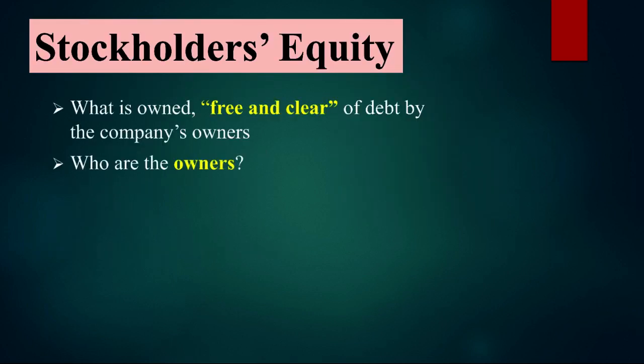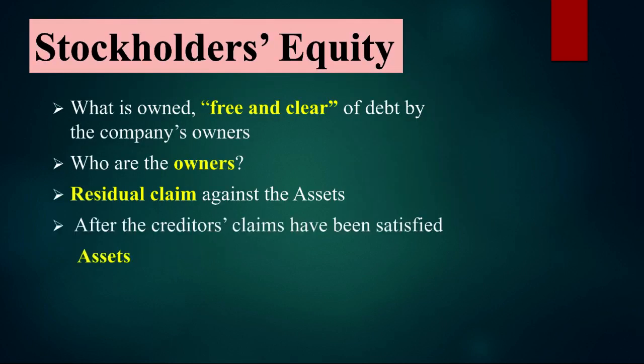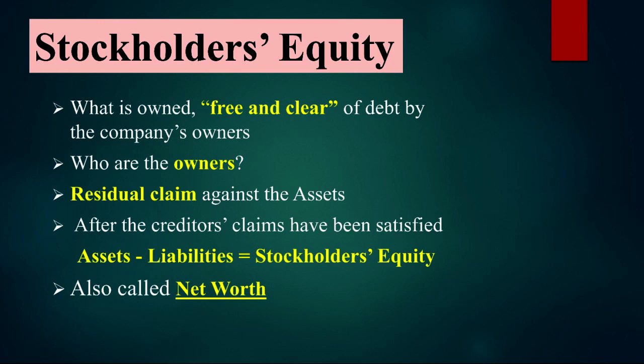Stockholders' equity, simply called net worth. It's the difference between what the company owns and what the company owes. So the things the company owns are assets, the things the company owes are liabilities, and the difference is stockholders' equity or net worth. The two major accounts here are common stock, the money paid in by the owners to start the company, and retained earnings.